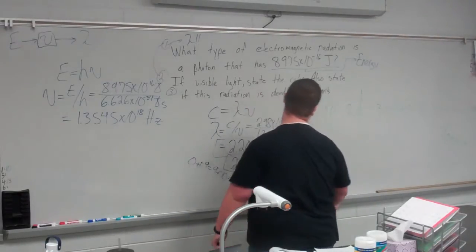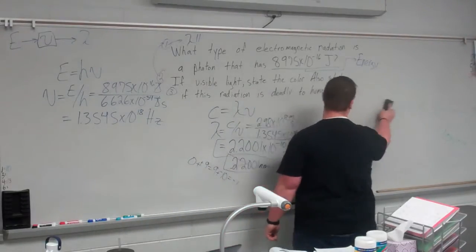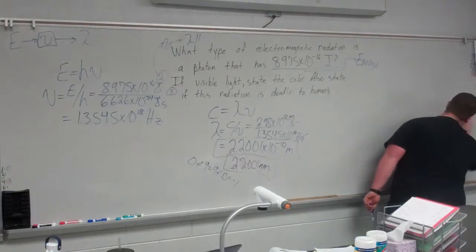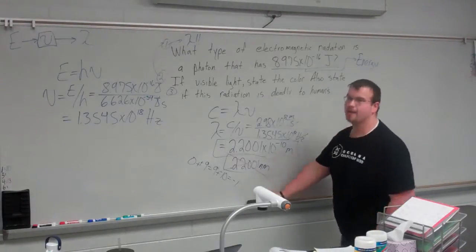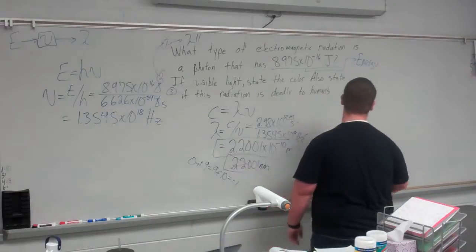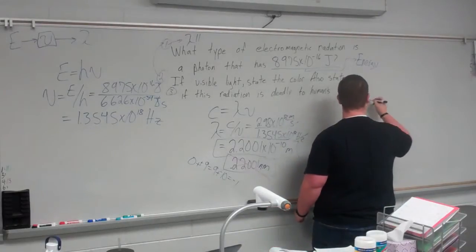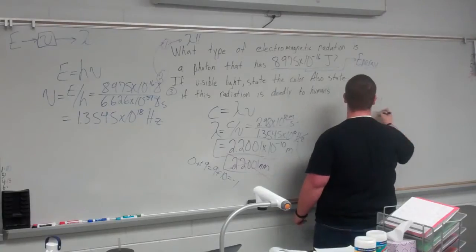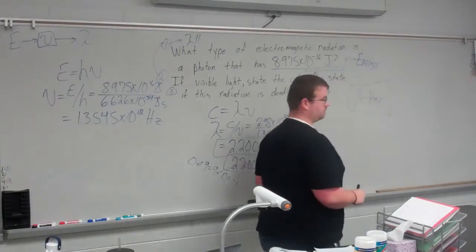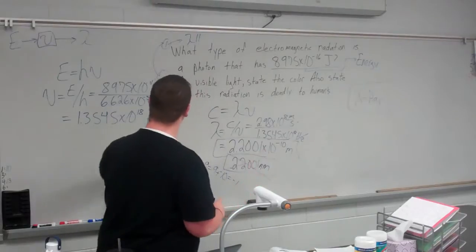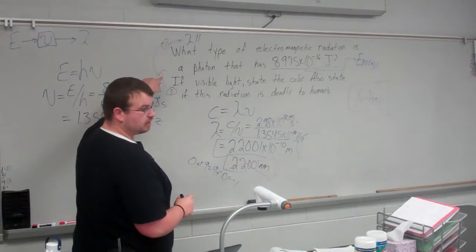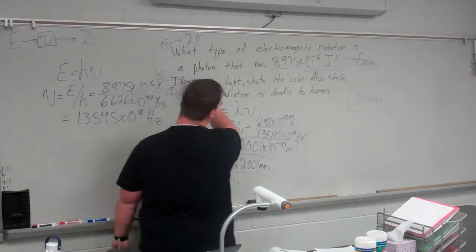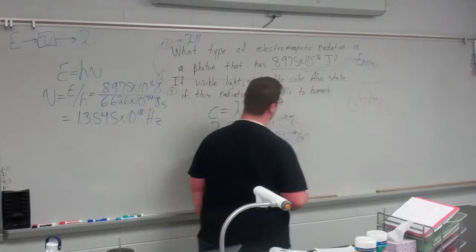Alright, so in this, we've determined, go ahead and do this. What type of electromagnetic radiation is this? X-ray. So there is one answer. Do we have to worry about this second part? No, it's not visible light, so you don't have to worry about it.